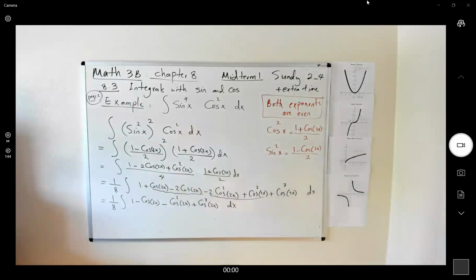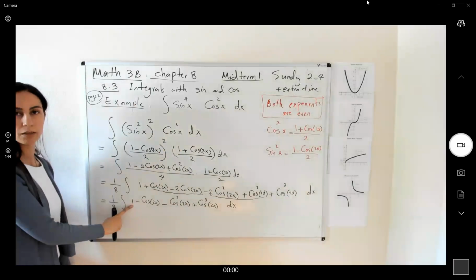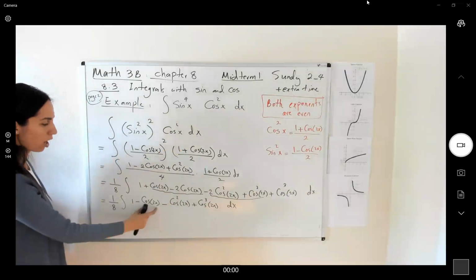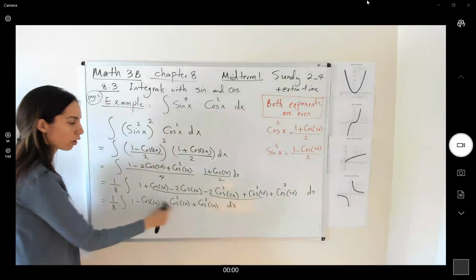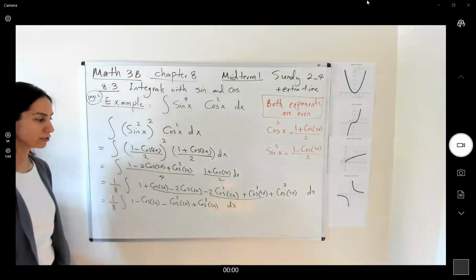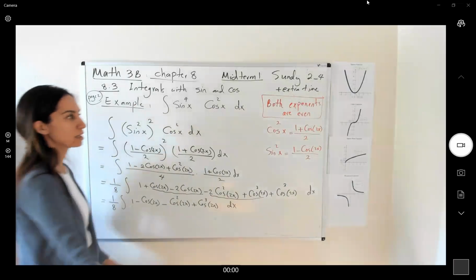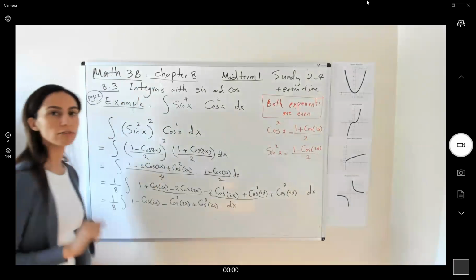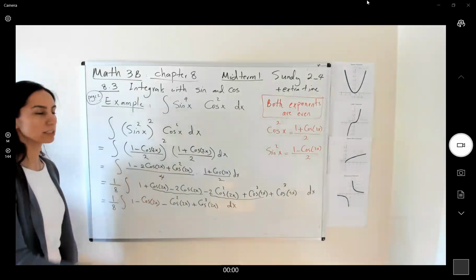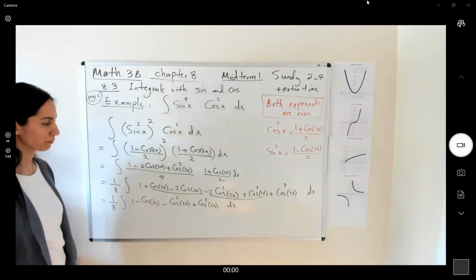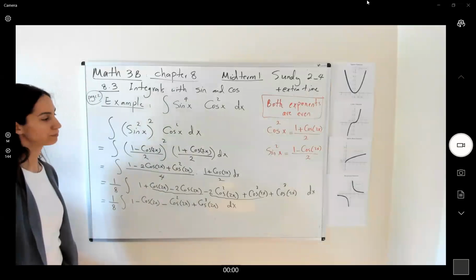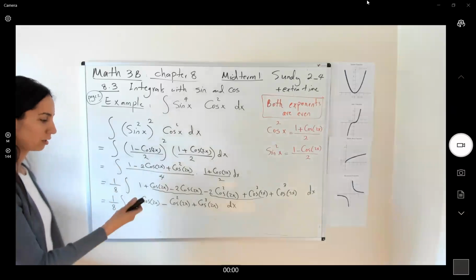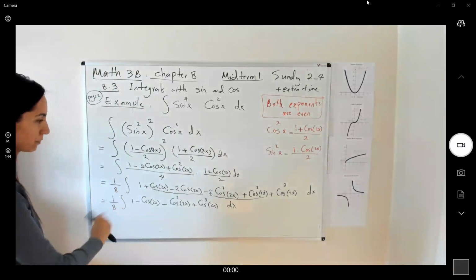Very well. I'm good with 1 because 1 is just a constant. I'm good with cosine, this is good. But for cosine squared, I have to write this in the format that I get rid of exponent 2 and write it in simpler form. The same for cosine to the third. I have to rewrite this integral. Very well.